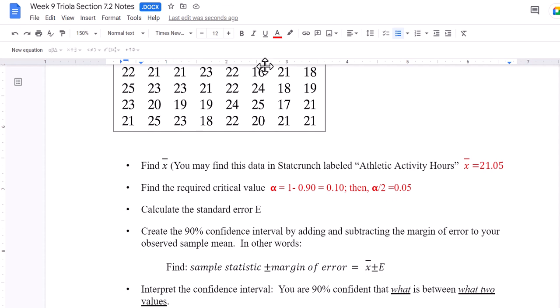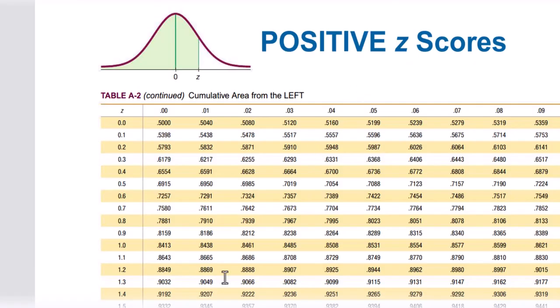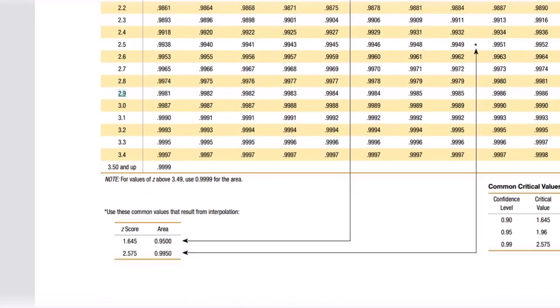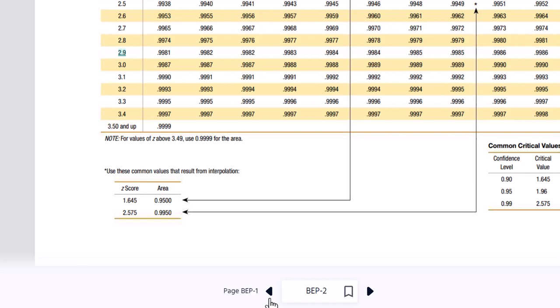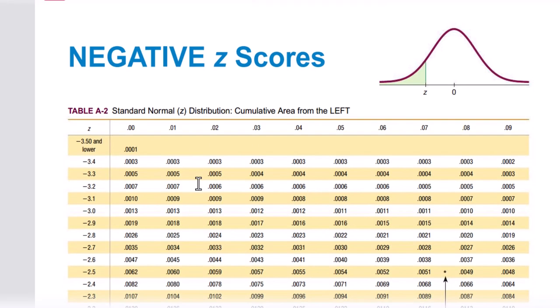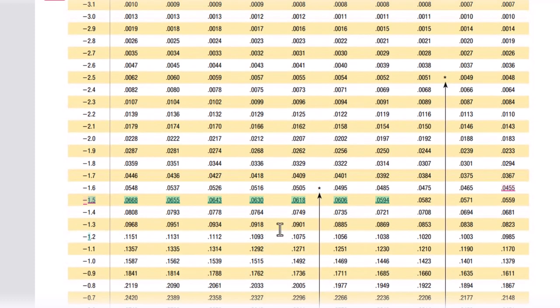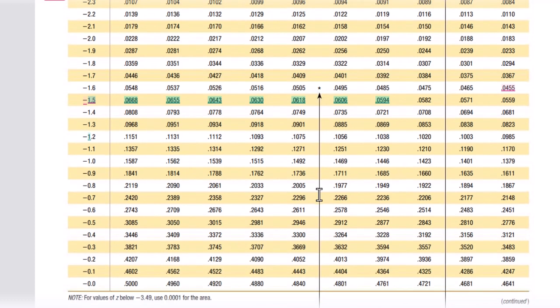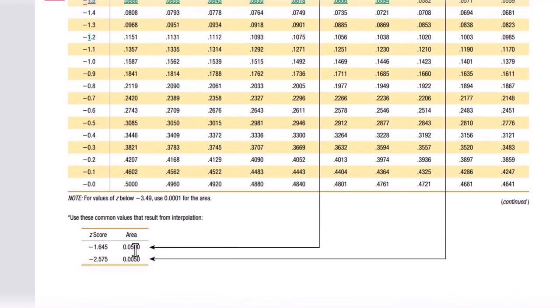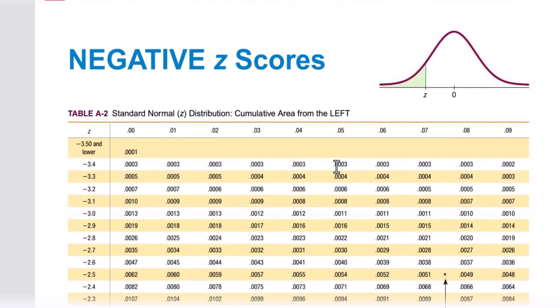So now we go to the z-score table and, as we did before, we look at the negative z-scores. So let's go back one page and we're looking for 0.05, which usually is already highlighted here. So we have 0.0505 and 0.0495. So when the area is 0.05, the z-score is negative 1.645. But remember, we're looking at the negative z and then the positive. We always take the positive one.